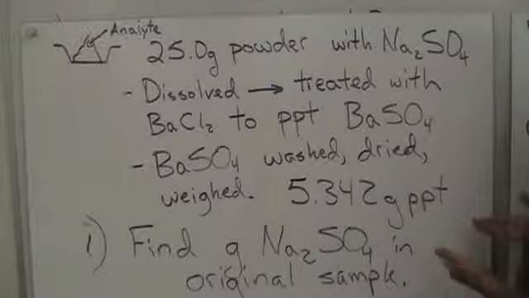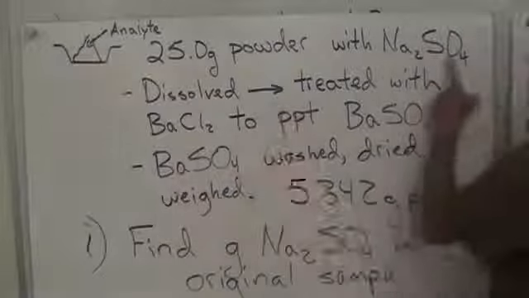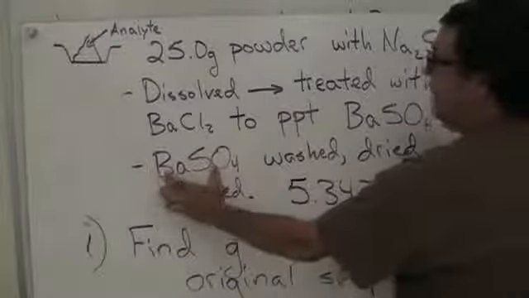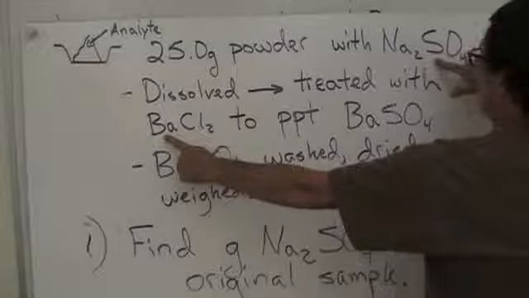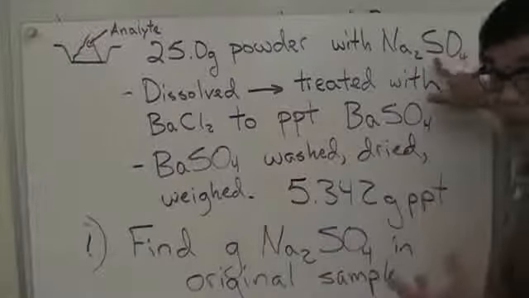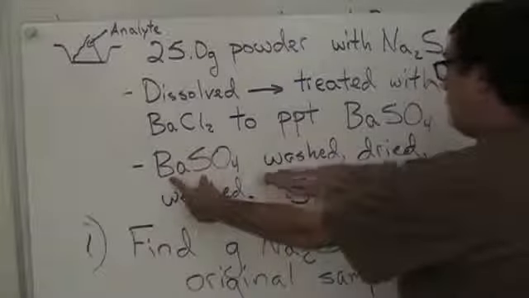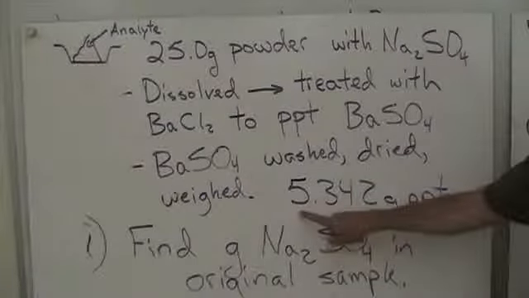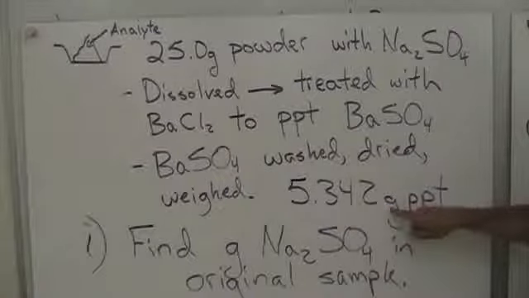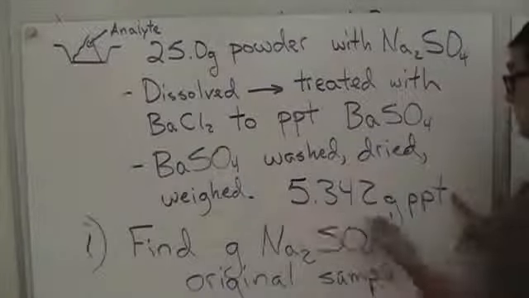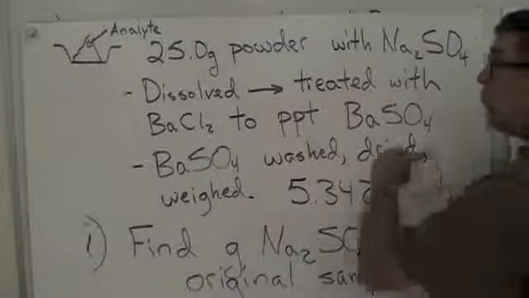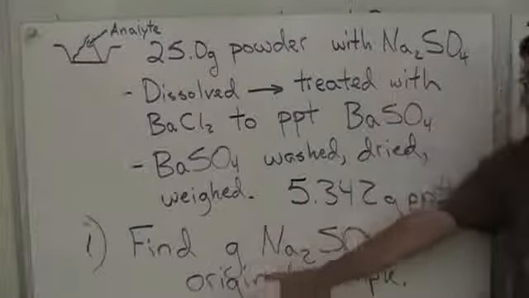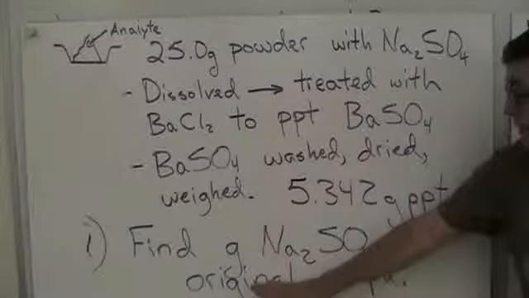And when we treat it with barium chloride, in this particular problem, we're going to be making barium sulfate, because the barium is going to combine with the sulfate and make a relatively insoluble precipitate. That barium sulfate we're then going to wash and dry and find its mass. Now in this particular problem, the mass comes out to be 5.342 grams of precipitate. Now we're going to take this information that we've just found out about the precipitate, and answer a question about the analyte. The question here is: find the grams of sodium sulfate in this original sample.